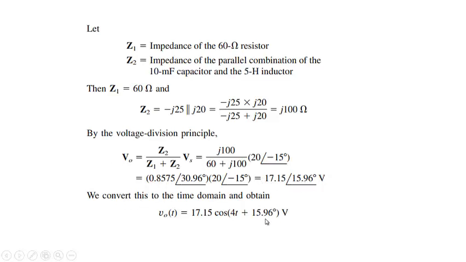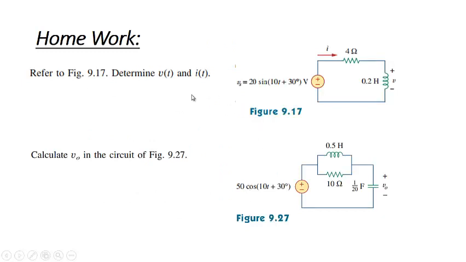Converting to the time domain, it comes out to be 17.15 cos of 4t plus 15.96 volts. So please try to do these numericals at your home so that you may get some understanding of the concept that we have just discussed. Okay, thank you. I will stop over here.